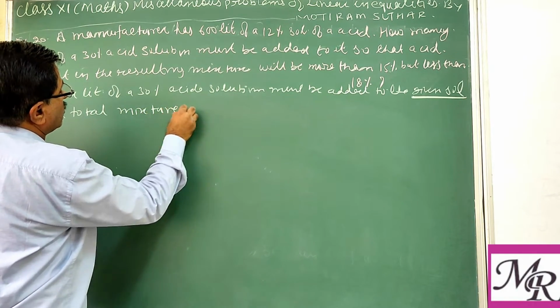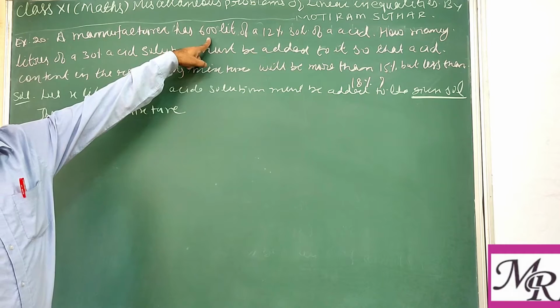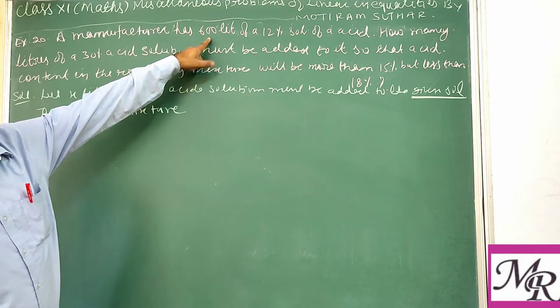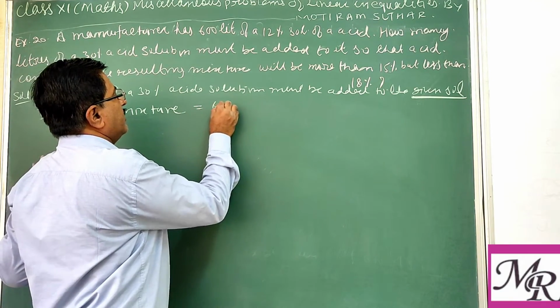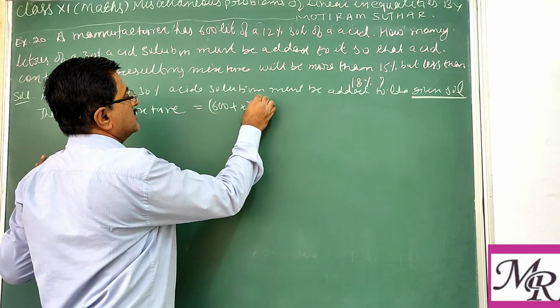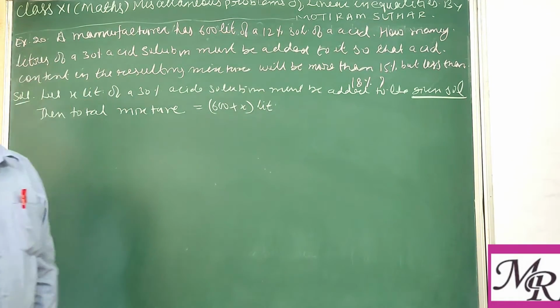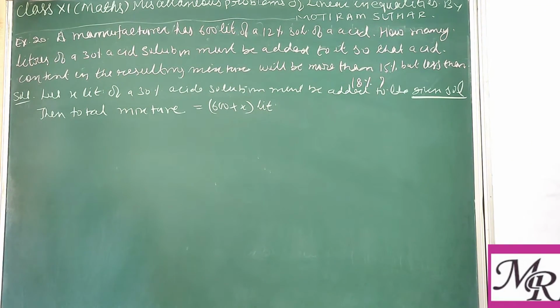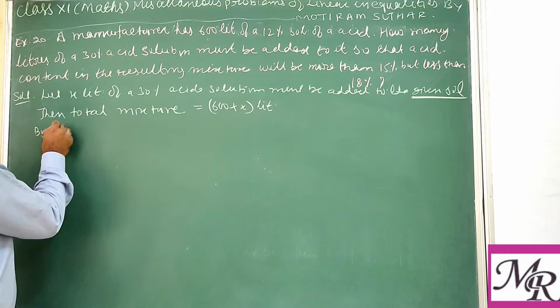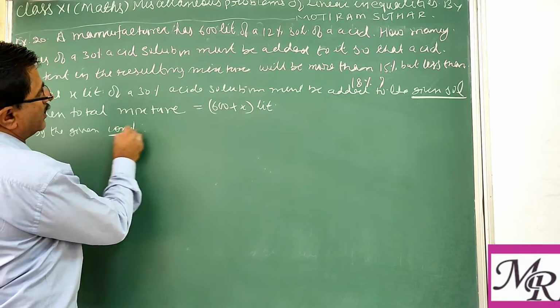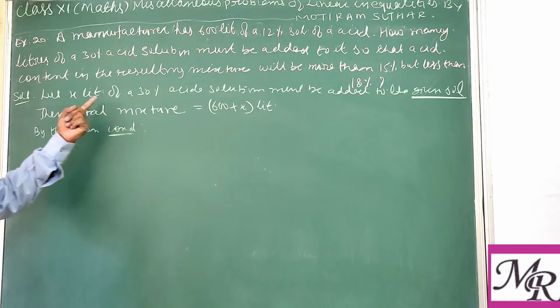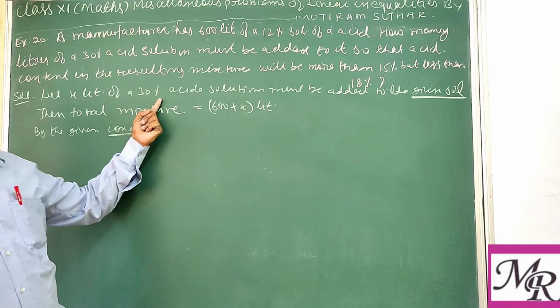mixture. Because there is already 600 liter given, and we are adding x liter. So total mixture now is 600 plus x. This is the resulting mixture. 600 of 12% and x of 30%. Now the condition says, by the given condition, we are checking x liter of 30%.